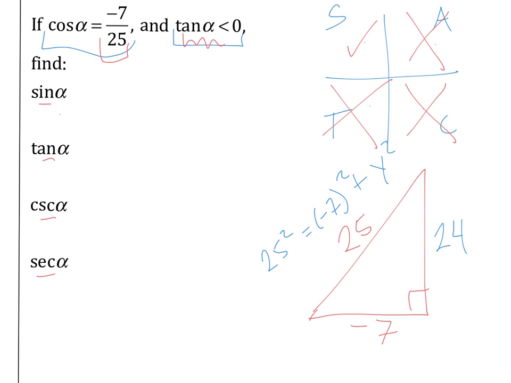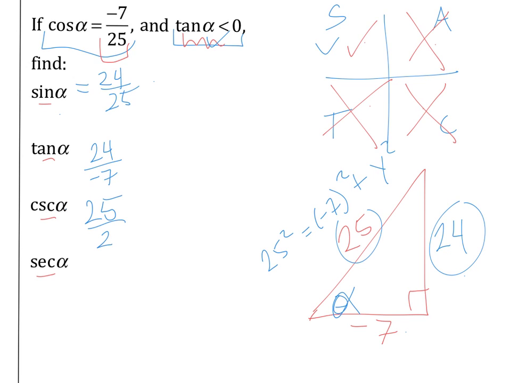So sine is going to be, actually we're using alpha, opposite over hypotenuse. Because we're in the 2nd quadrant, it's going to be positive. Tangent is going to be opposite over adjacent, 24 over negative 7, and that fulfills our tangent is negative. Cosecant is the reciprocal of sine, so it's going to be 25 over 24. And since sine is positive, cosecant is also positive. And secant is going to be the reciprocal of cosine, 25 over negative 7. And we are officially done.